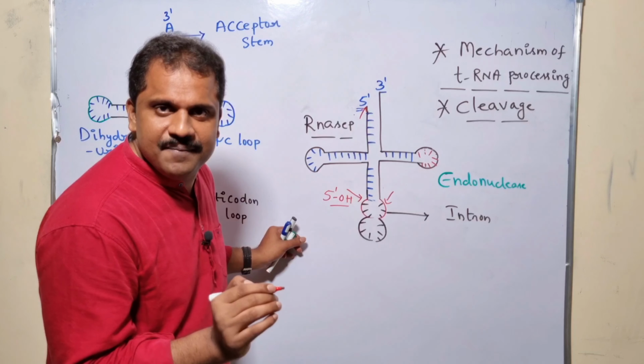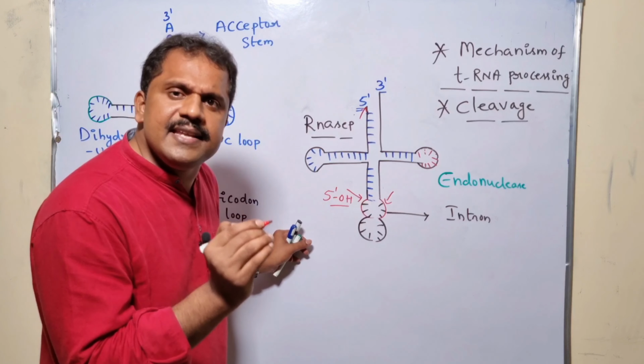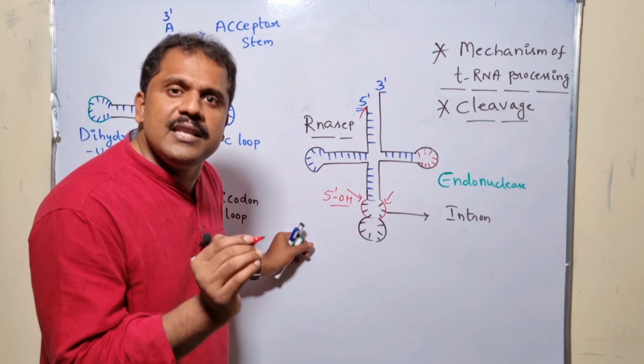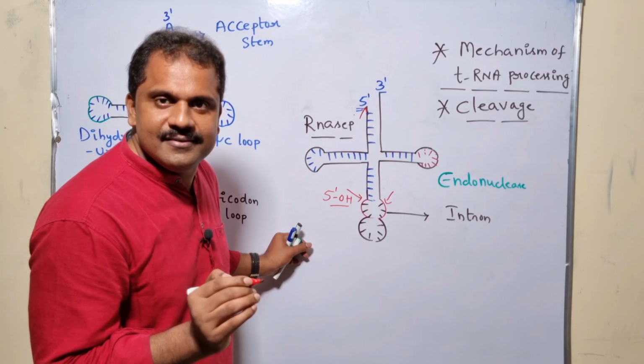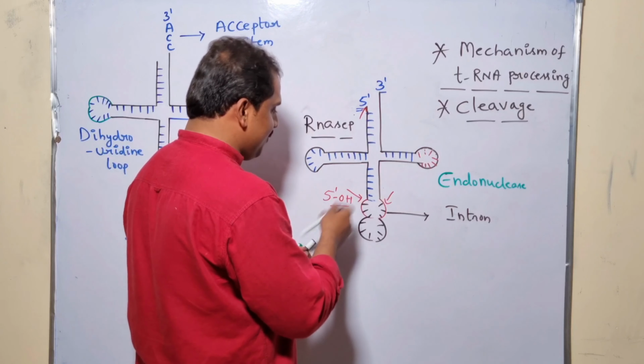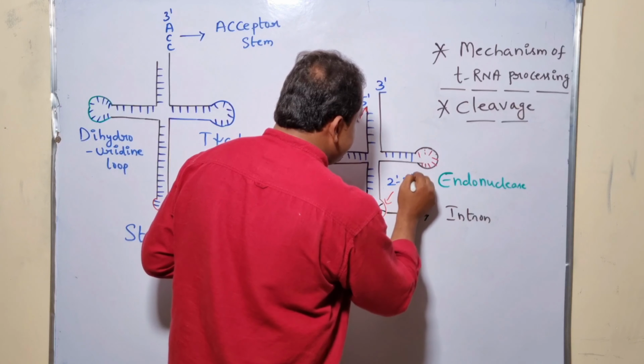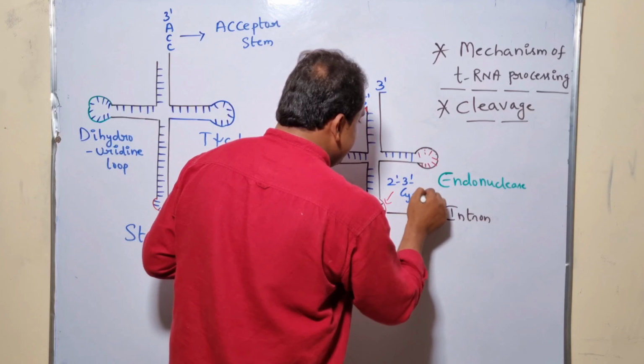In the same way, at the 3' end, instead of having the hydroxyl group, here there is an availability of what? 2',3' cyclic phosphate moiety. Is it clear? So let me write it here. What is it? 2',3' cyclic phosphate.